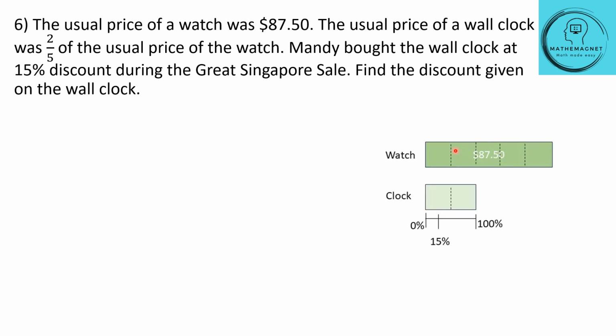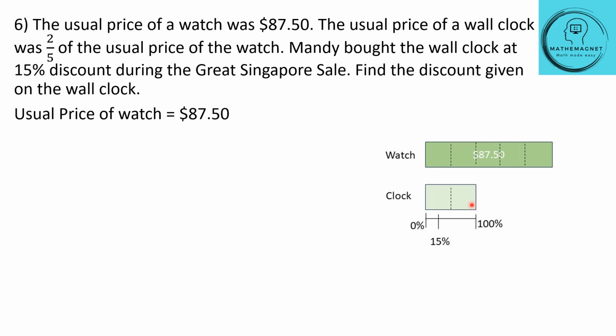Here the watch cost is 87.50 and the clock is 2 by 5 of the watch. Now if the watch is divided into 5 parts, the clock will be equal to 2 parts of the watch. Now this clock is sold at a 15% discount, and they are asking what is this discount amount. To calculate, let's see how to go about. We'll have to find the usual price of the clock first. So let's see how do we go about it.